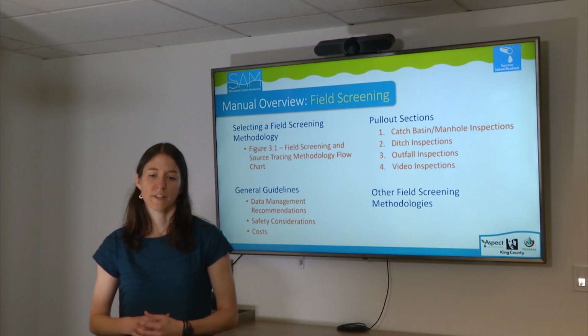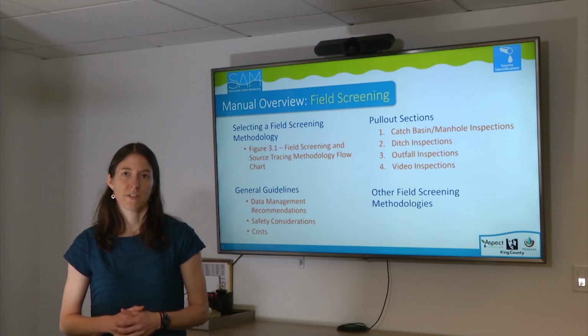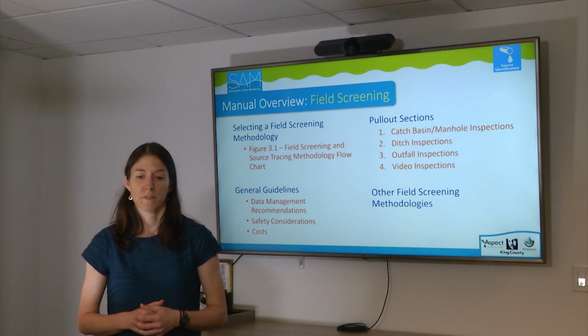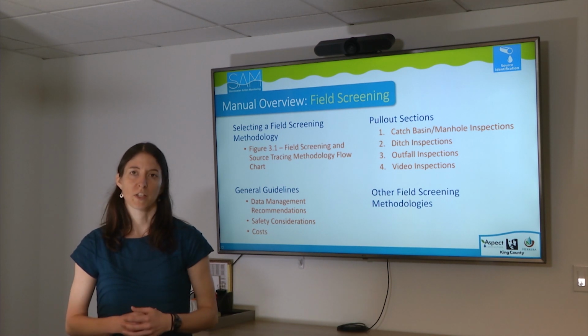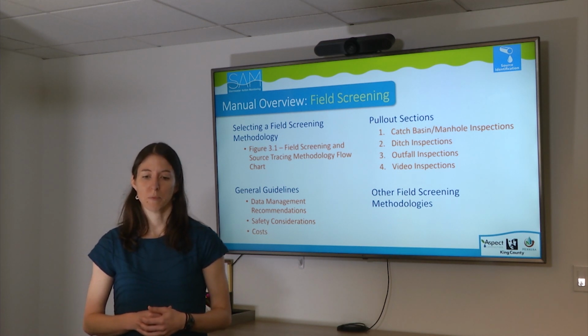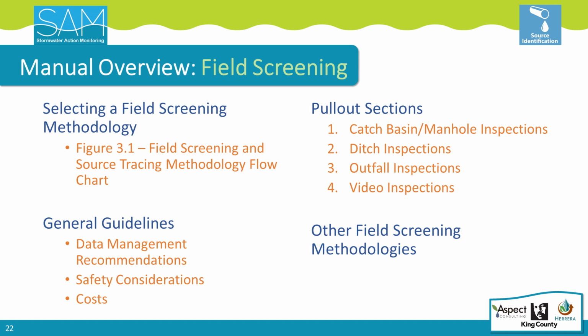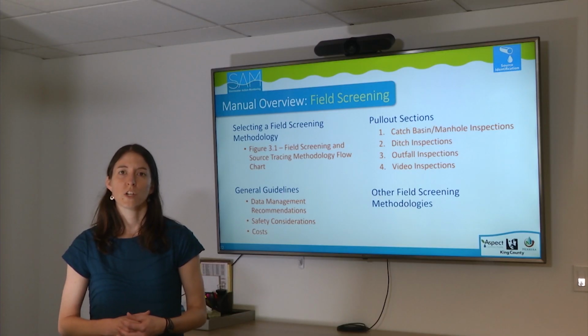So the general content in section 3 takes a look at selecting what field screening methodology you're going to be using. And as I mentioned, we'll run through that figure 3.1 in just a minute. It provides some data management recommendations, safety considerations, costs, which is generally a reference to Appendix A, which you can take a look at for more detail in terms of cost for field screening methodologies. And then there's 4 pull-out sections.